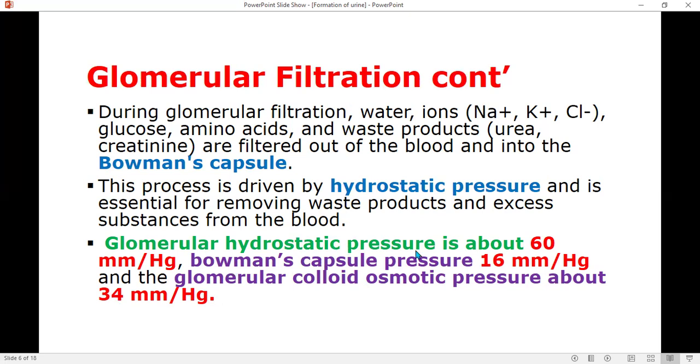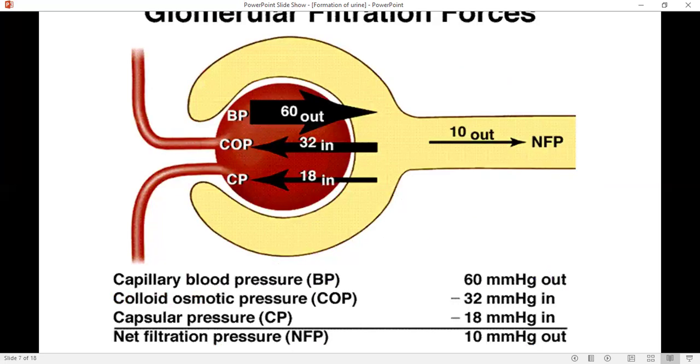So when we add them, the pushing pressure is 60. Then what is opposing is about 16 and 34. Our net pressure is going to be 10. This 10 net pressure is the one which is going to make sure that these substances get from the bloodstream going into the Bowman's capsule. So these pressures have been demonstrated here.